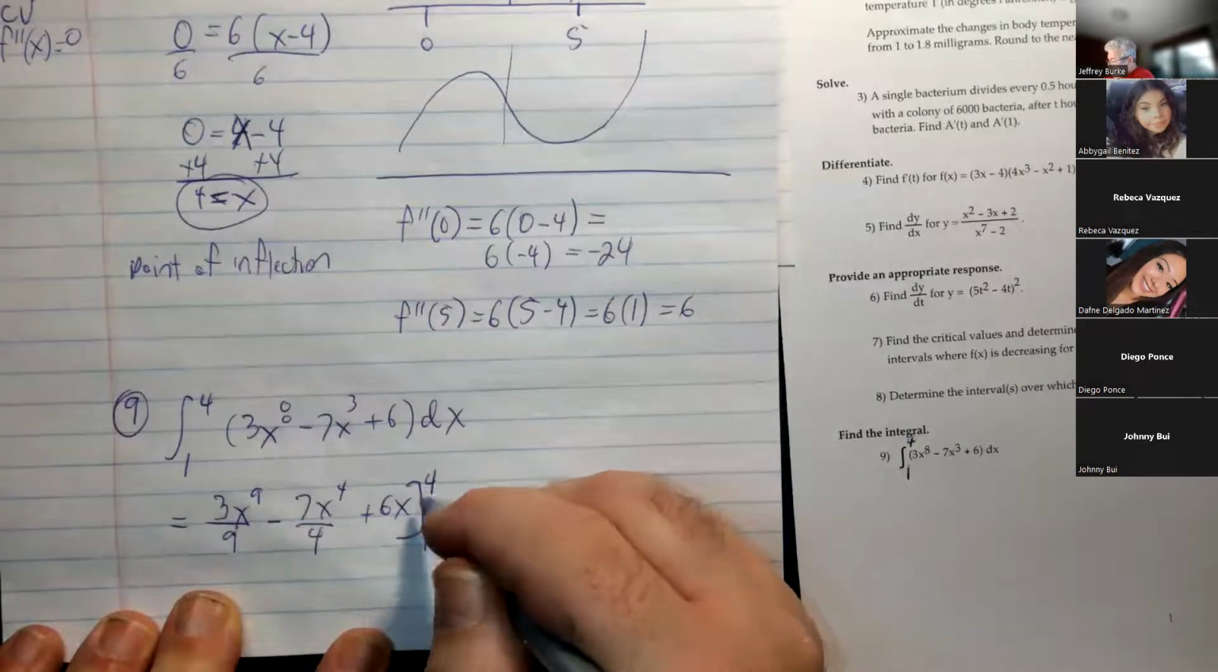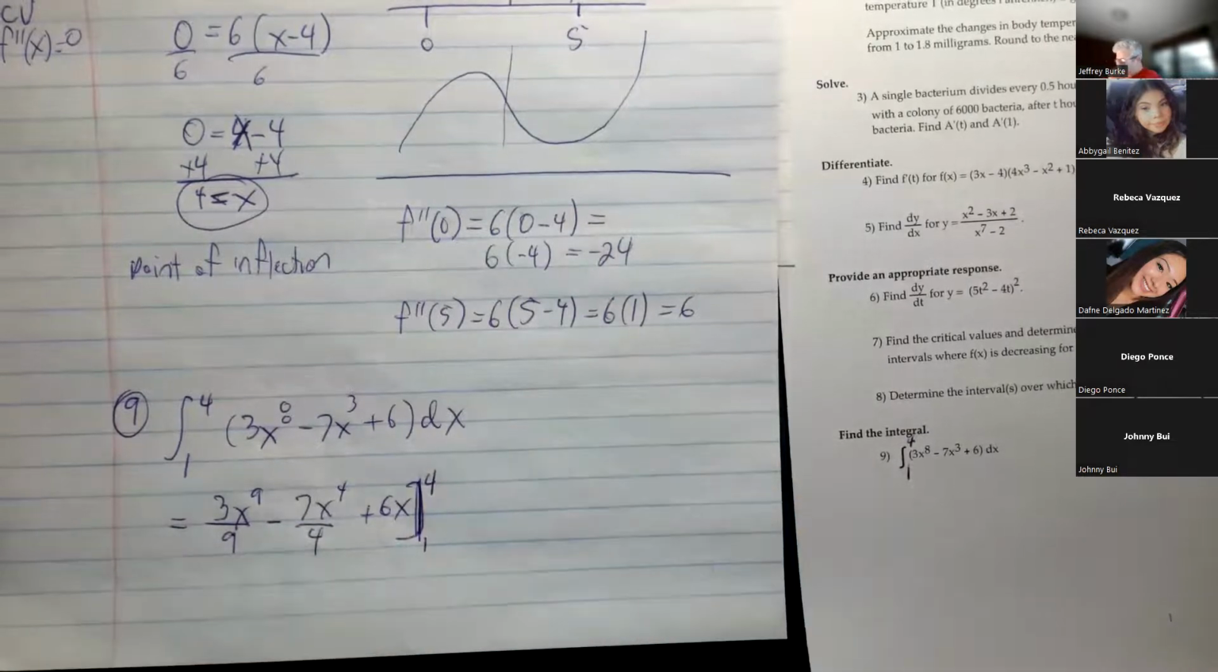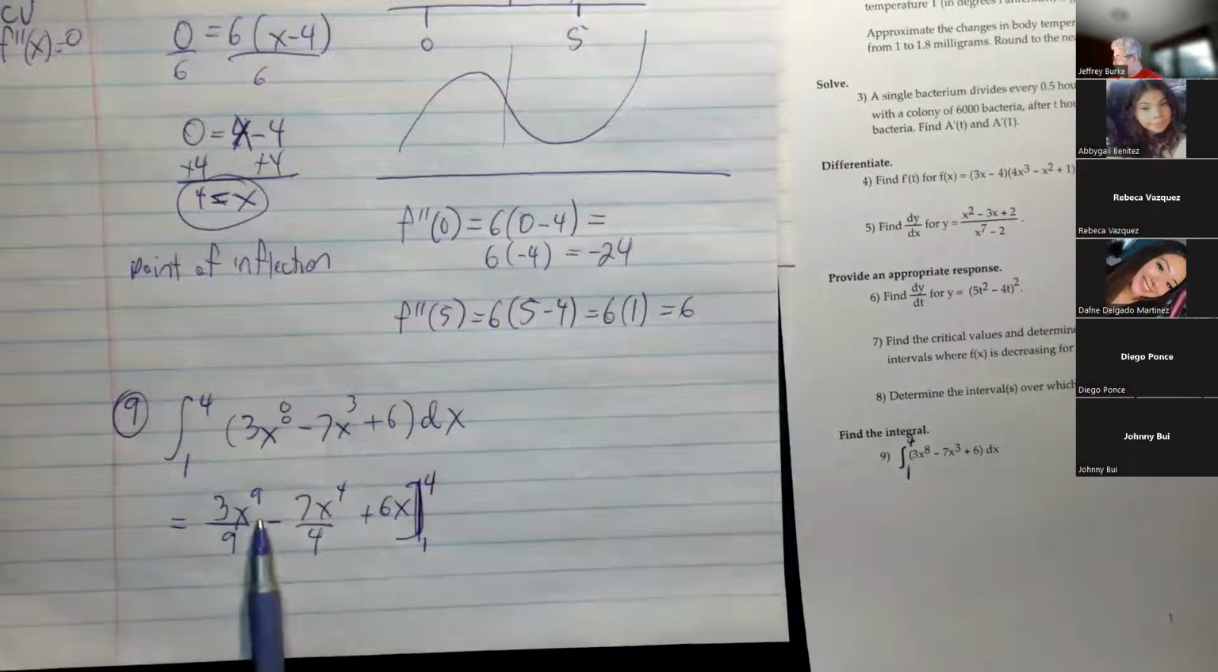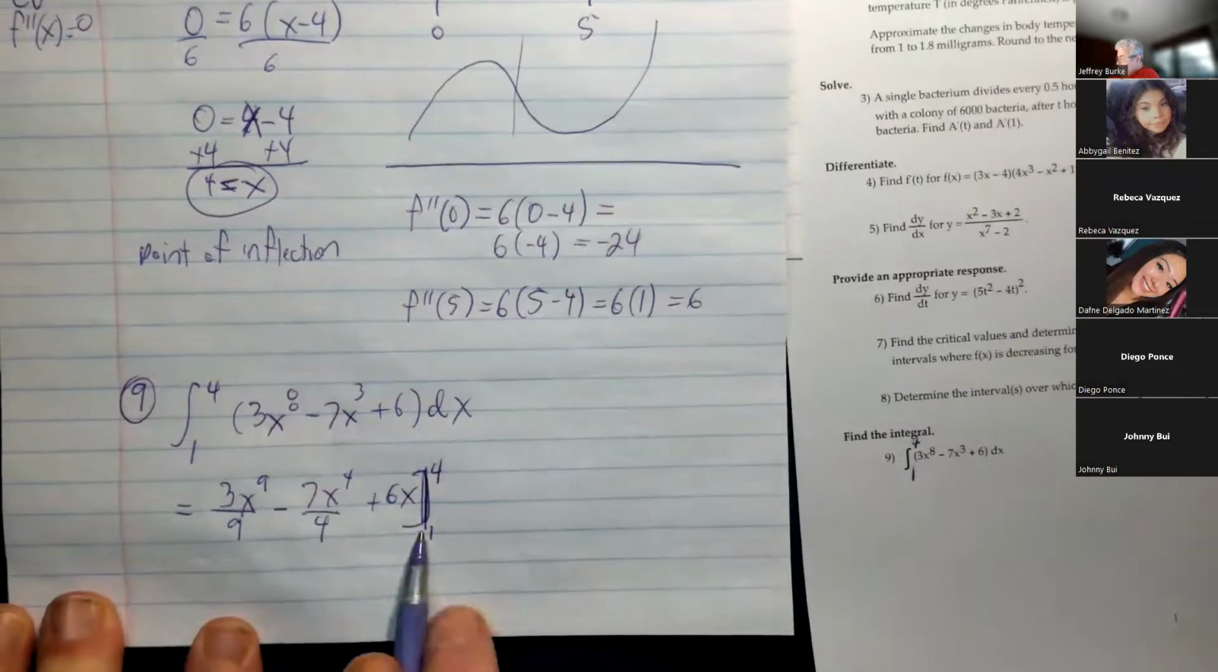And I'm going to put this now from 1 to 4. Or just like a straight line, I'm going to put 1 to 4. So I'm going to put 4 into this first. And I'm going to put 1 in.